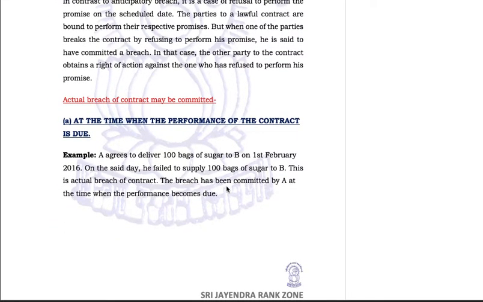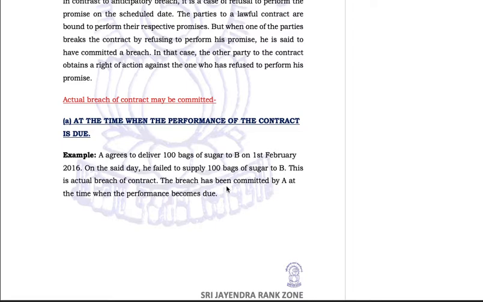Now, actual breach of the contract may be committed in the following manner: at the time when the performance of the contract is due. Let's discuss it with the help of an example. A agrees to deliver 100 bags of sugar to B on 1st of February 2016. The date of the performance is 1st of February 2016. On the same date, that is the date of delivery, he fails to supply 100 bags of sugar to B. This is an actual breach of the contract. The breach has been committed by A at the time when performance becomes due.